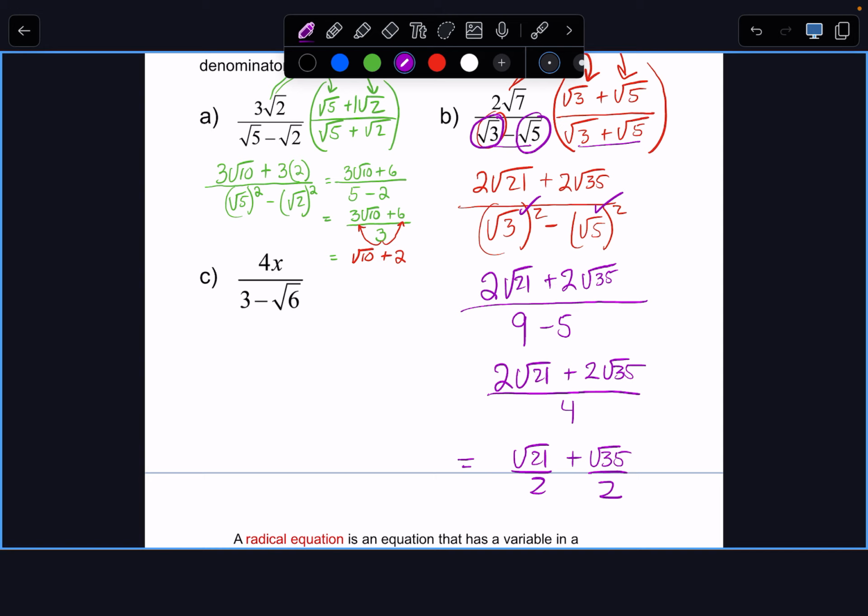Why don't you guys try to do C? Do your best not to look up. I'm going to do it silently. Let's see if we both come up with the same answer, okay? Please do your best not to look up.